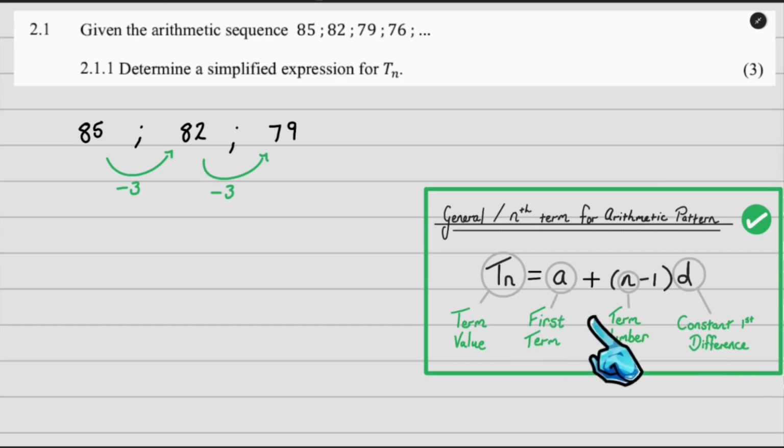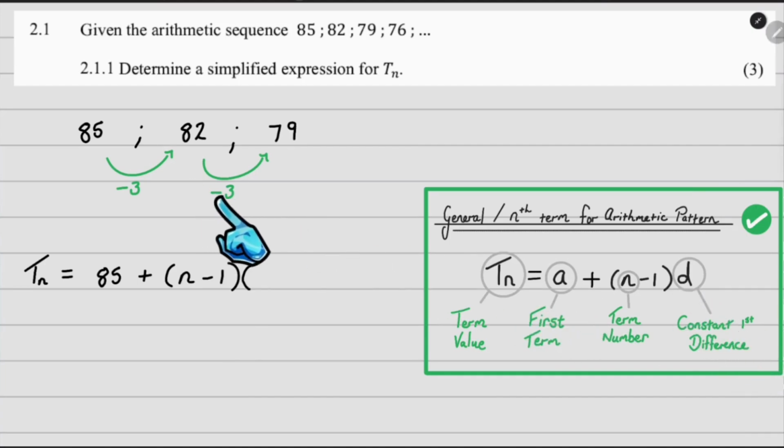And then we're just going to plug everything into this formula. So Tn just stays behind. The first term of this pattern is 85, so that's going to go in A's place. We leave n here if we're getting Tn, so n is just going to stay. And my difference is this negative 3. I'm subtracting 3 every time.